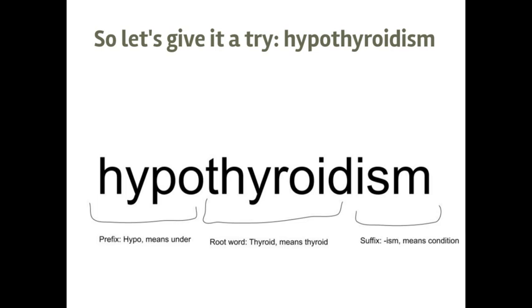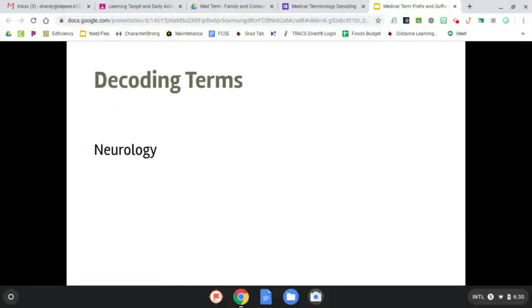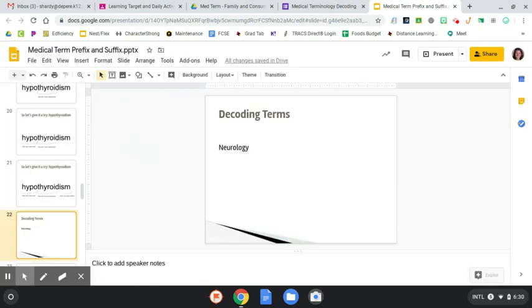So hypothyroidism. I like to write it out like that because in my mind, it's just very clear what it means then. And I can see all of my definitions all together. What else you could do, and I'm going to use neurology for this, is you could also do it like this. And this is actually how I'm going to have you do it in your assignment today.